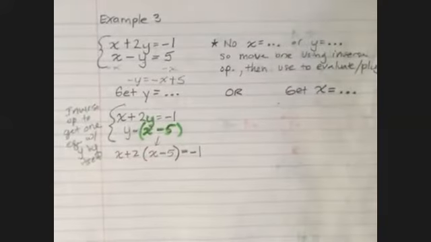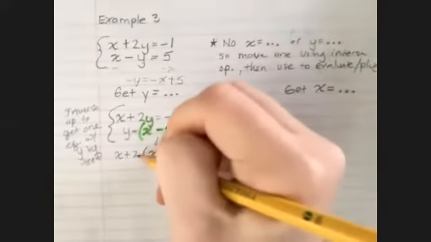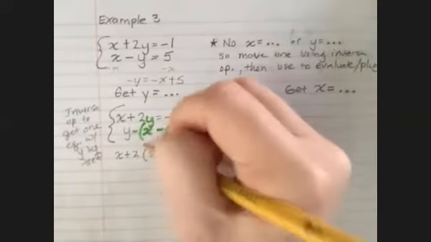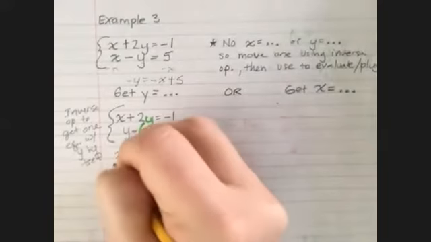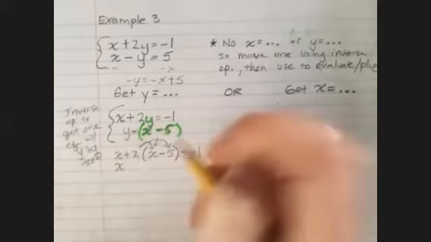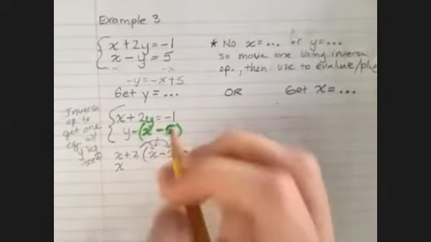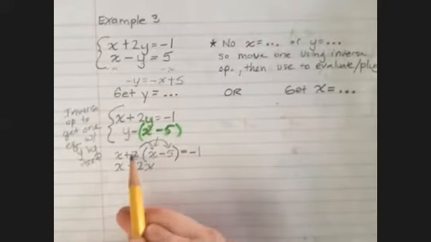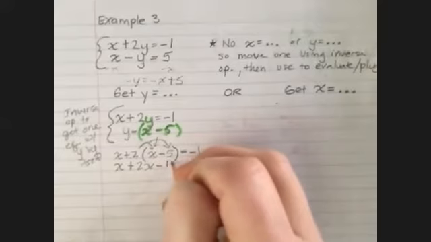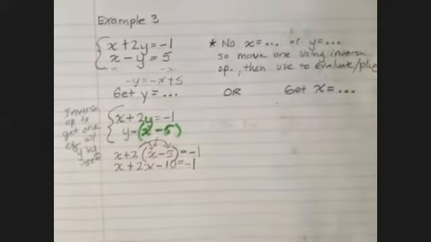Now that I am here, I'm going to use PEMDAS. I see 2 is on the outside of the parentheses. That means I must use distributive property. So x drops down, 2 times x is plus 2x. 2 times negative 5 is negative 10 equals negative 1.